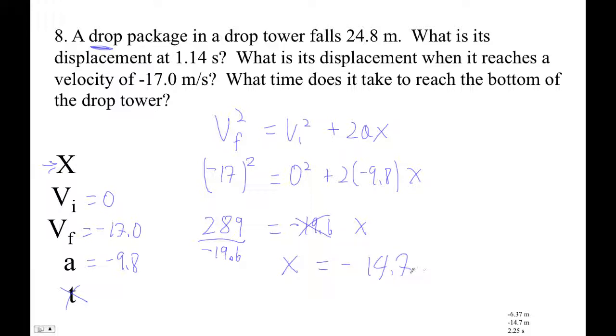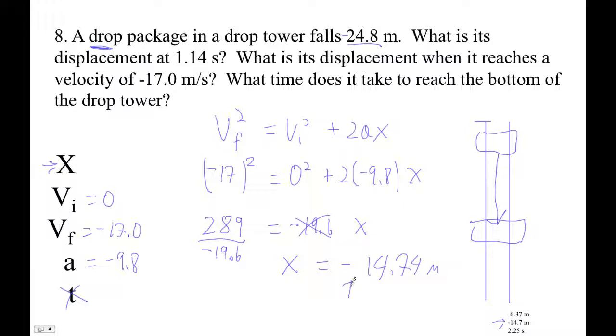Now this is a solid negative sign. That means that when it's going that fast, the thing has gone down the drop tower. It's gone down 14.7 meters. It started here, and its displacement is now, it's gone down. Now, it has to go down 24.8 meters before it hits the bottom, so it's not all the way down, but it's gone down a considerable distance. That's why it's negative, is that the thing has gone down. Okay, good enough. I'm going to erase now, and we're going to do that last thing.